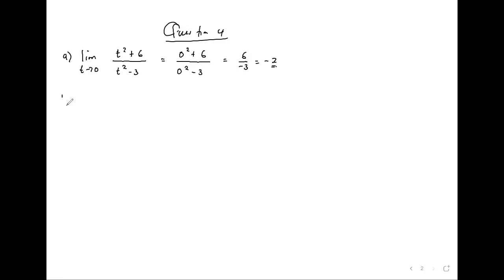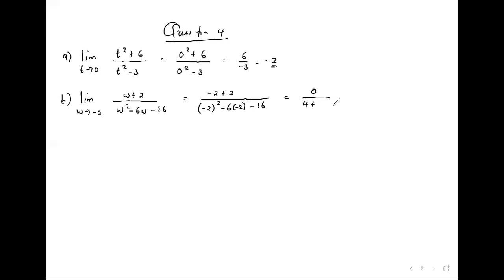Is it that easy? Let's see. The limit as w goes to negative 2 of (w plus 2) over (w squared minus 6w minus 16). Okay, let's substitute. Minus 2 plus 2 over minus 2 squared minus 6 by minus 2 minus 16. This will give us 0 on top. Then that's 4 plus 12 minus 16. This is also 0.